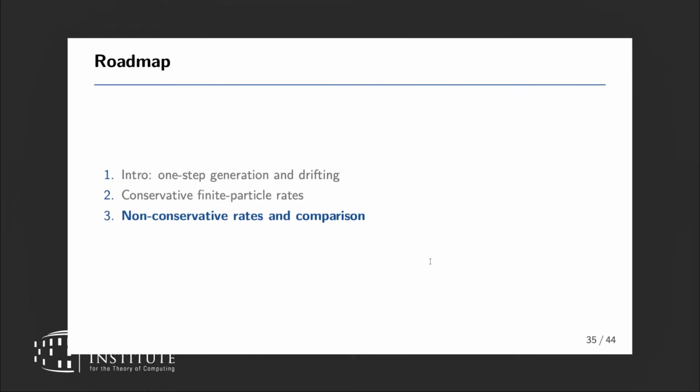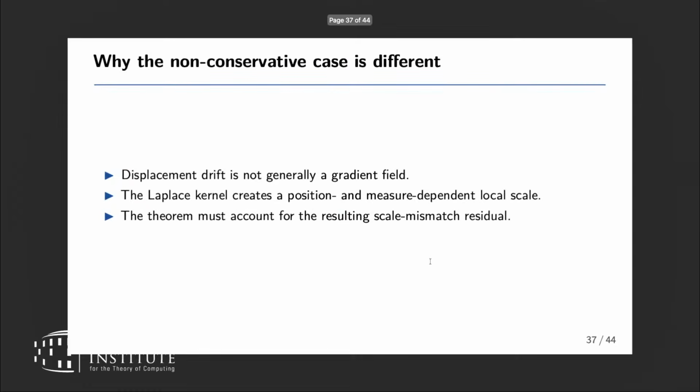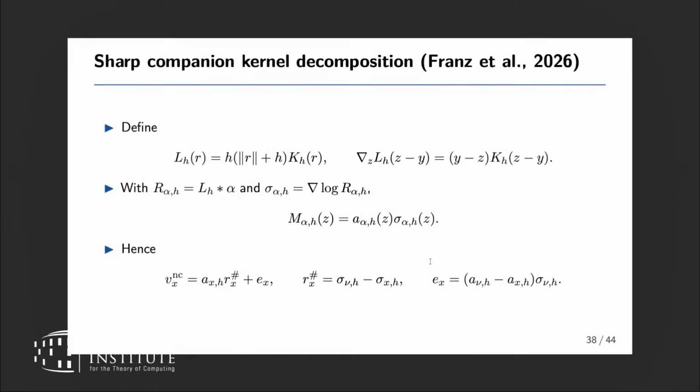The last part of the talk was essentially the same type of results for non-conservative drifting fields, which was the originally proposed version of drifting fields in Deng et al.'s paper. Obviously, it doesn't have a gradient flow structure. So the main idea is in this slide.